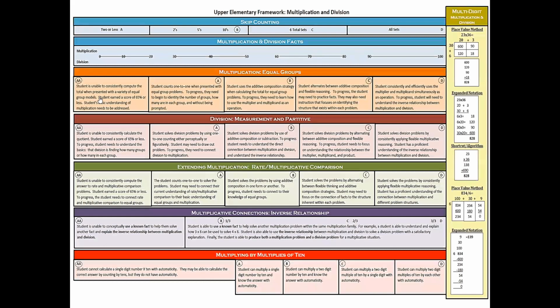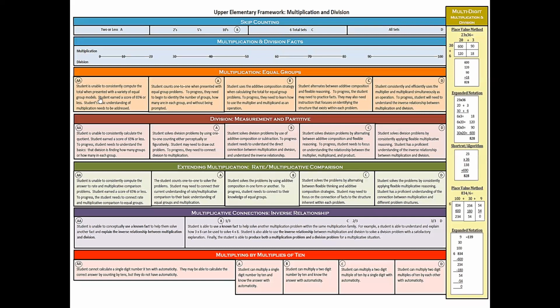So what we're going to do now is the multiplicative thinking framework. These are all about different thinking levels, and we're going to go into great detail on this in a few minutes. We'll go into great detail about the thinking levels and what they are and what needs to be done at each level and so on.